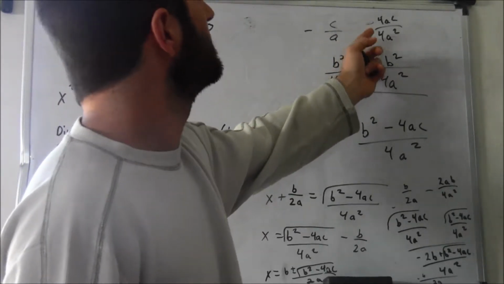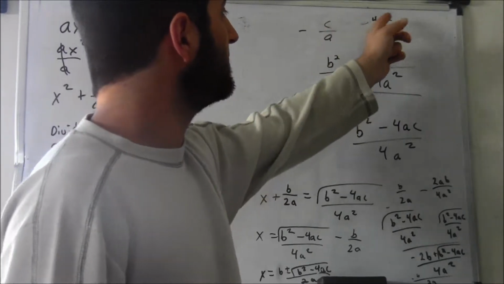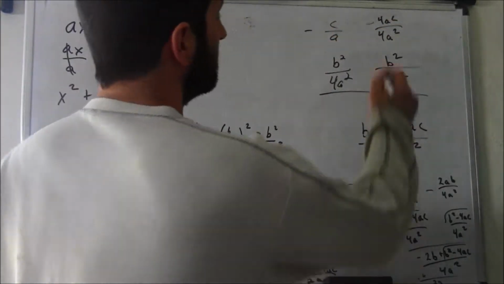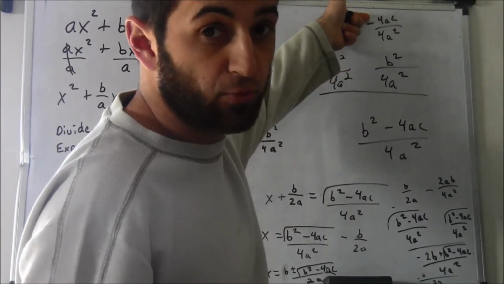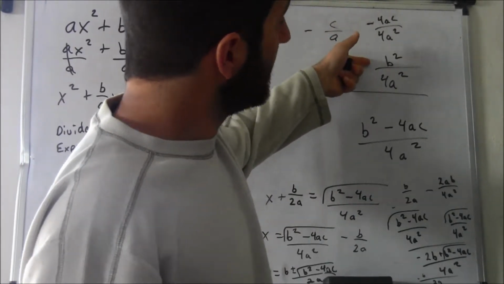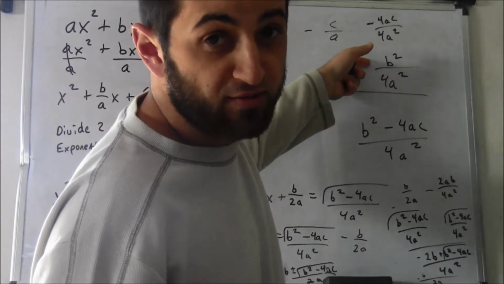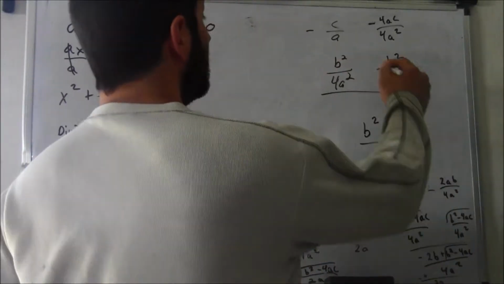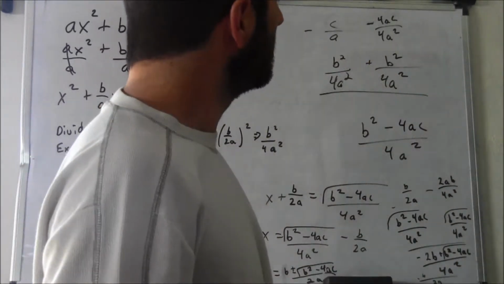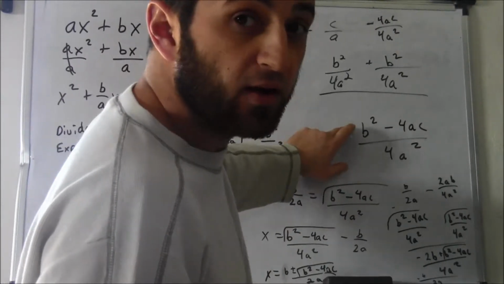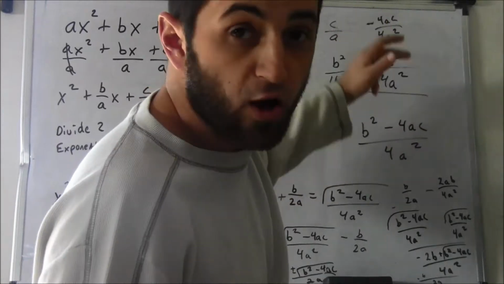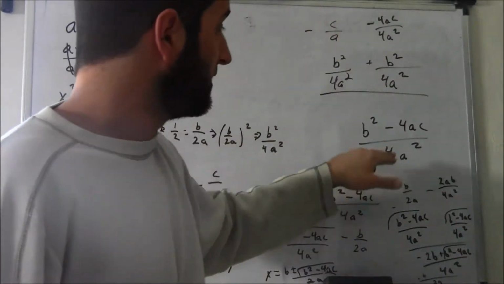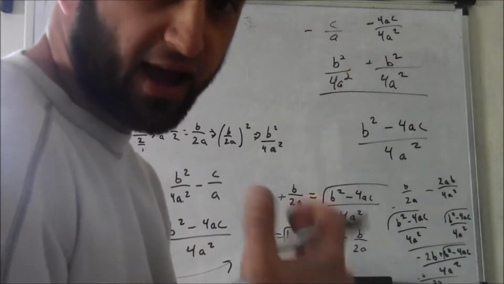So 4a times c is 4ac. And don't forget about your negative. So, negative 4ac, your top numerator, into your bottom numerator, which is a positive b squared. Positive b squared is b squared minus 4ac all over the common denominator of 4a squared. So that's how you do that side.